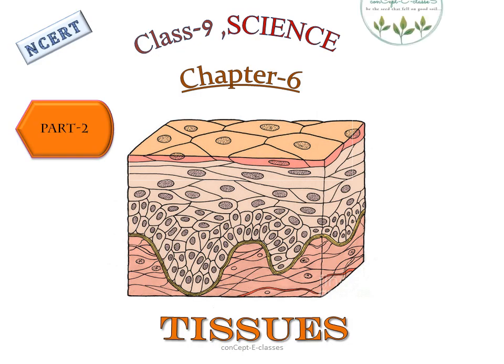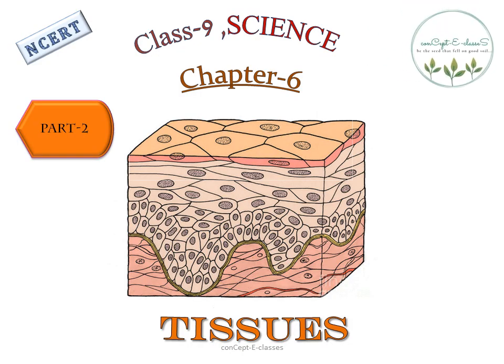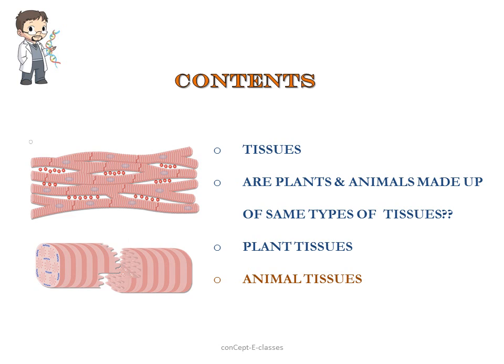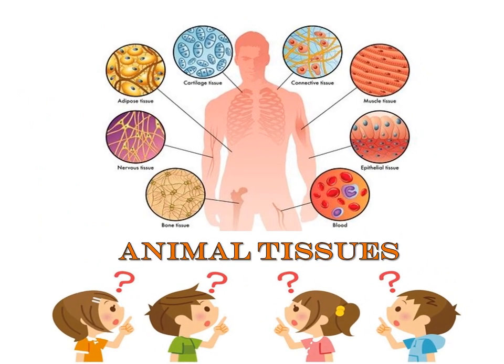This is Concept E classes, and today we'll see part 2 of chapter 6, tissues. So in part 1 we discussed tissues, whether plants and animals are made up of the same type of tissues, the differences between them, and we saw various types of plant tissues. In this video we'll see about animal tissues.